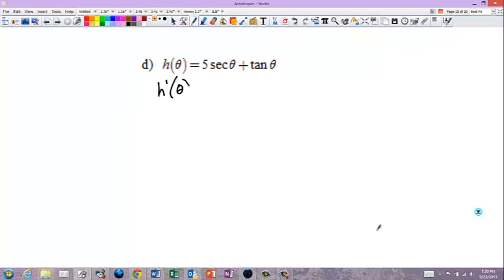H prime of theta. The derivative of secant is secant tan, so 5 secant tan plus the derivative of tan is secant squared. How do I know these? I'm looking back at my paper. I'm supposed to have them memorized.